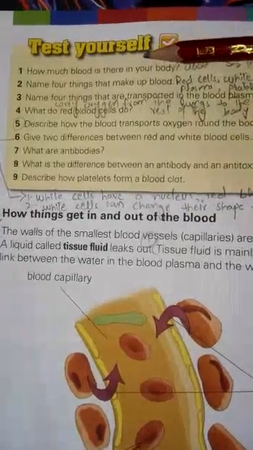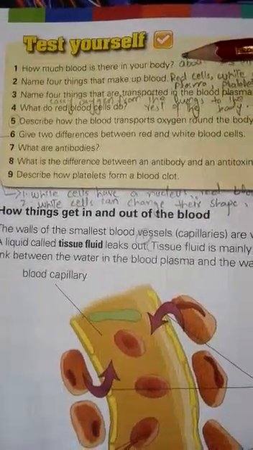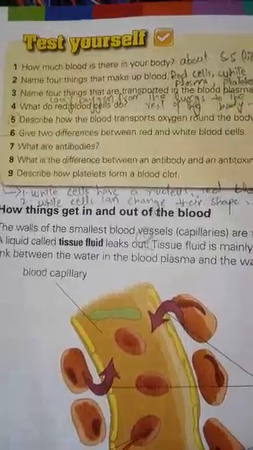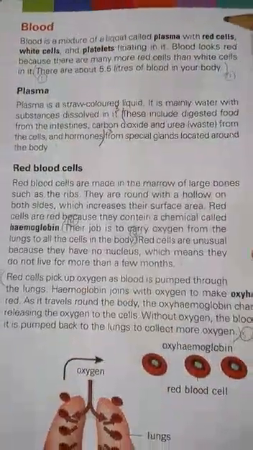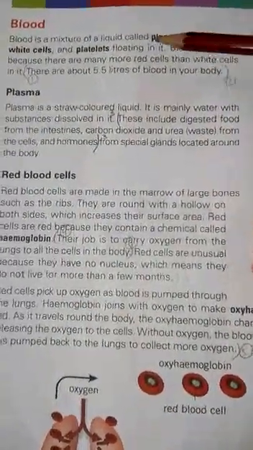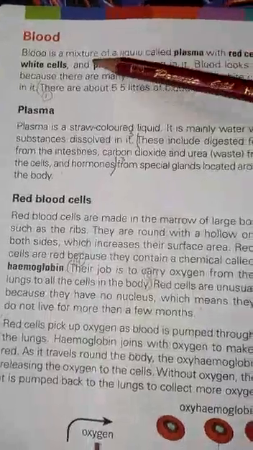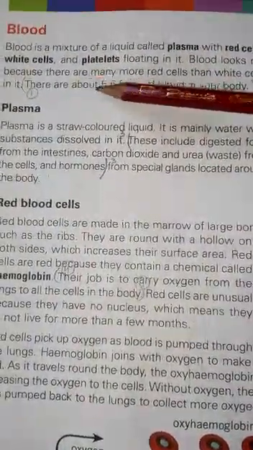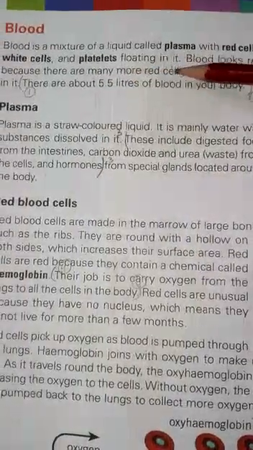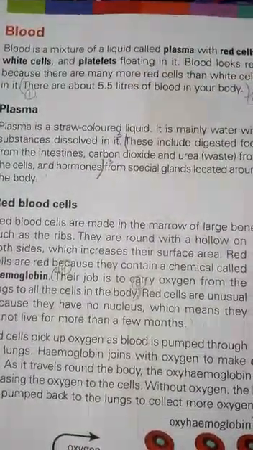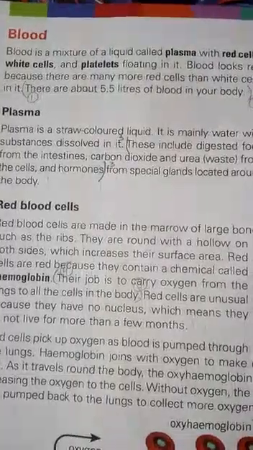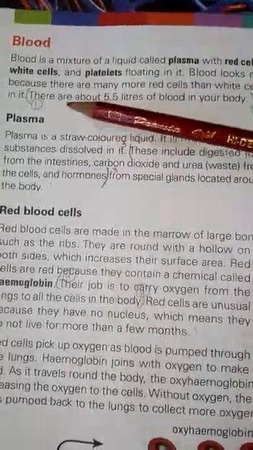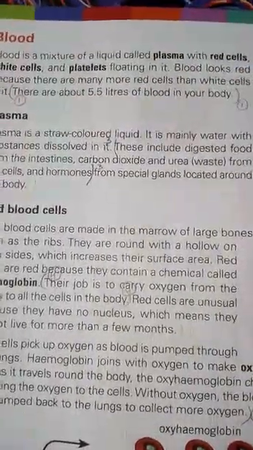How much blood is there in your body? आपकी body में कितना blood है? The answer of this question would be on page number 138. Heading blood. This is the last line of the answer. There are about 5.5 liters of blood in your body. So this is the answer of question number 1. You will mark from here and it will end here.